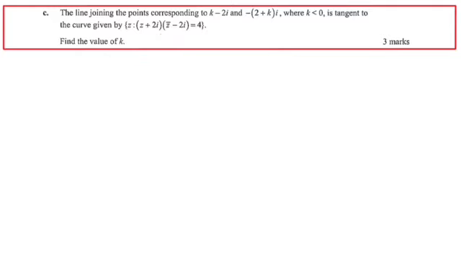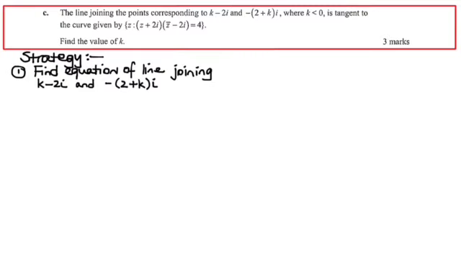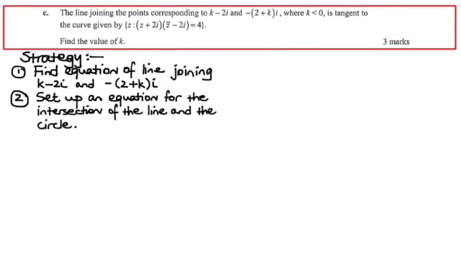Now, if we then solve the line joining these 2 points simultaneously with the circle, and then just use the discriminant equaling 0 for one solution, it should all just drop out with a value of k for us, remembering that k has to be negative, and then we'll be okay, won't we, guys? So let's do that. So the strategy, as I said, we'll find the equation of the line joining those 2 points with the k's in them. Then we'll set up the equation for the intersection of the line and the circle.